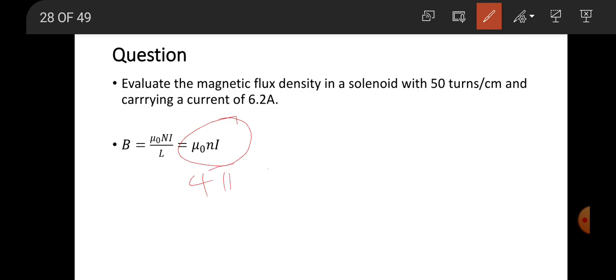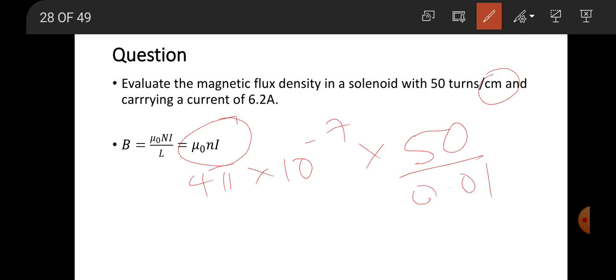We have 4 pi times 10 to the power minus 7 multiplied by the number of turns per unit length, which is 50. Actually, it should be 50 over 0.01. That's converting centimeter here to meters. So 0.01. Okay. Then multiply by I, the current, which is 6.2 amperes.